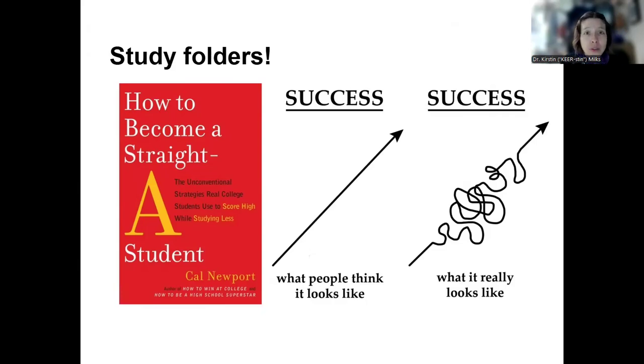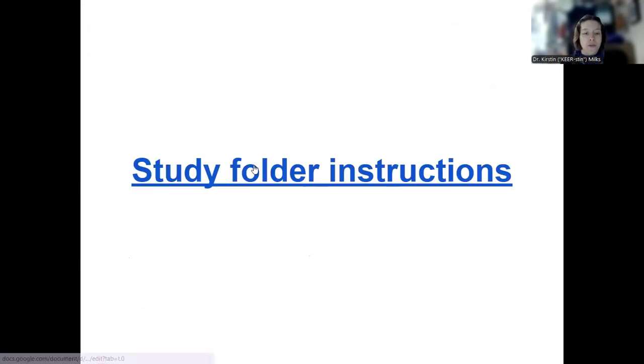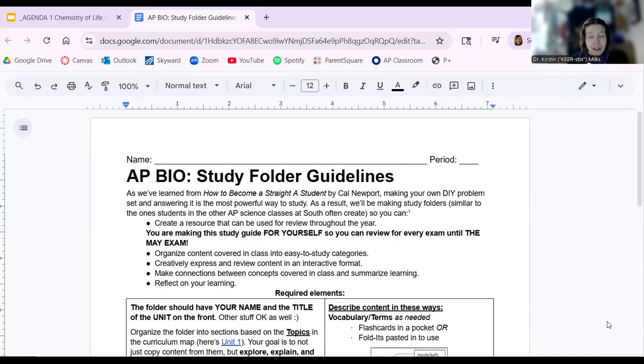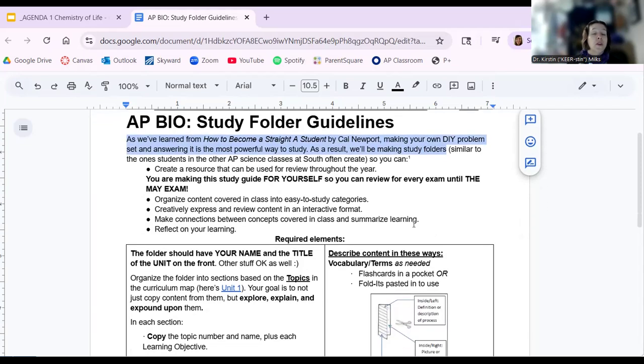We're going to make a resource that you're then going to learn from. So I want to be clear about that. So the thing we're going to make, which are study folders, if you've seen those before, study folders are indeed, let's make sure that you can still see this, great. Study folders are indeed a resource to learn from. So if you make them like a fact card, that is going to be much less good. So as we've learned from How to Become a Straight A Student, making your own DIY problem set and answering it is the most powerful way to study. As a result, we're going to make study folders that are similar to the ones created in the other AP Science classes itself so that you can create a resource that can be used throughout the year.